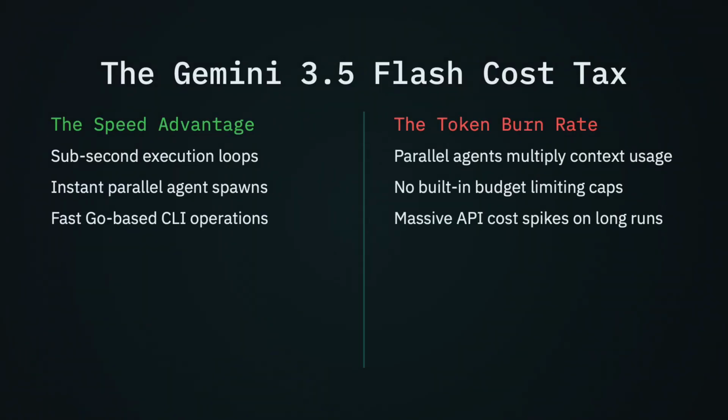And then there is the cost. While Gemini 3.5 Flash is exceptionally fast, running parallel dynamic subagents burns through context windows and API limits at an alarming rate. Without proper throttling controls, developers are reporting massive token spikes for simple debugging runs.